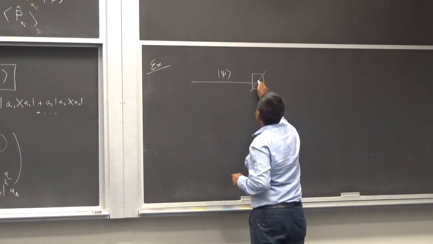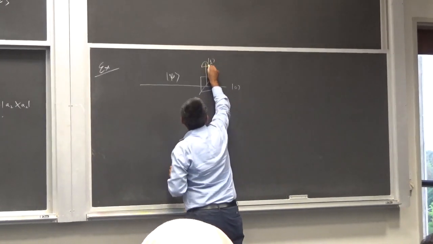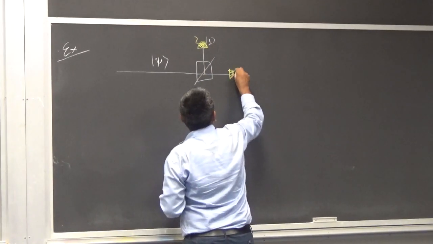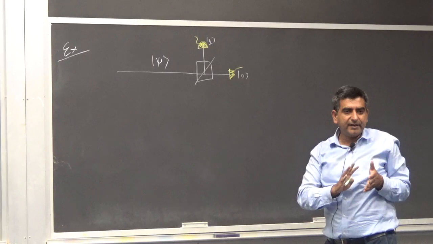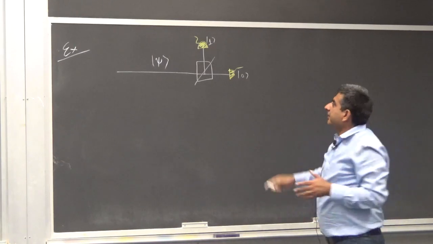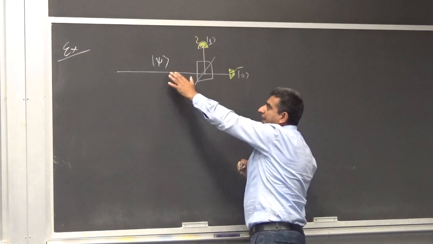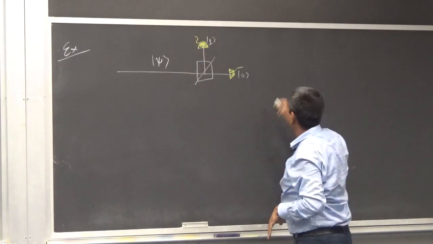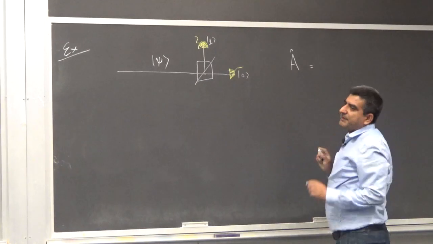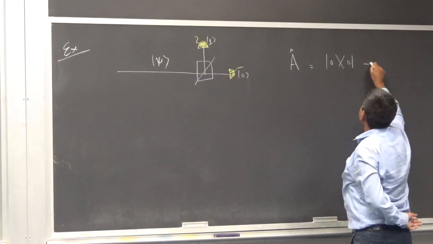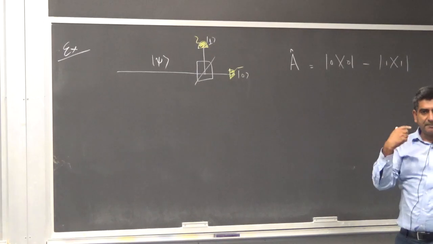Let's talk about a polarizing beam splitter that has two channels, ket 0 and ket 1. And then I put two detectors here. Now this entire measurement scheme can be represented by an operator. So what I'm doing is I am sifting or differentiating between ket 0 and ket 1. I am projecting onto ket 0 or ket 1. So I would like to write a measurement operator for this scheme. A suitable measurement operator could be ket 0 bra 0 minus ket 1 bra 1. That's a suitable measurement operator.